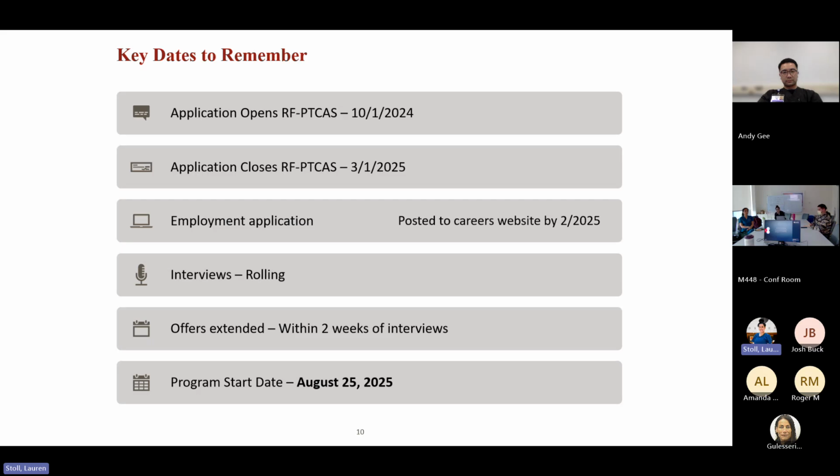Once we do the formal interviews, we usually extend an offer within 2 weeks of the interviews. And then the target start date for the program is August 25th, 2025. So the formal offer and the contracts will have to be signed sometime in July. Okay.